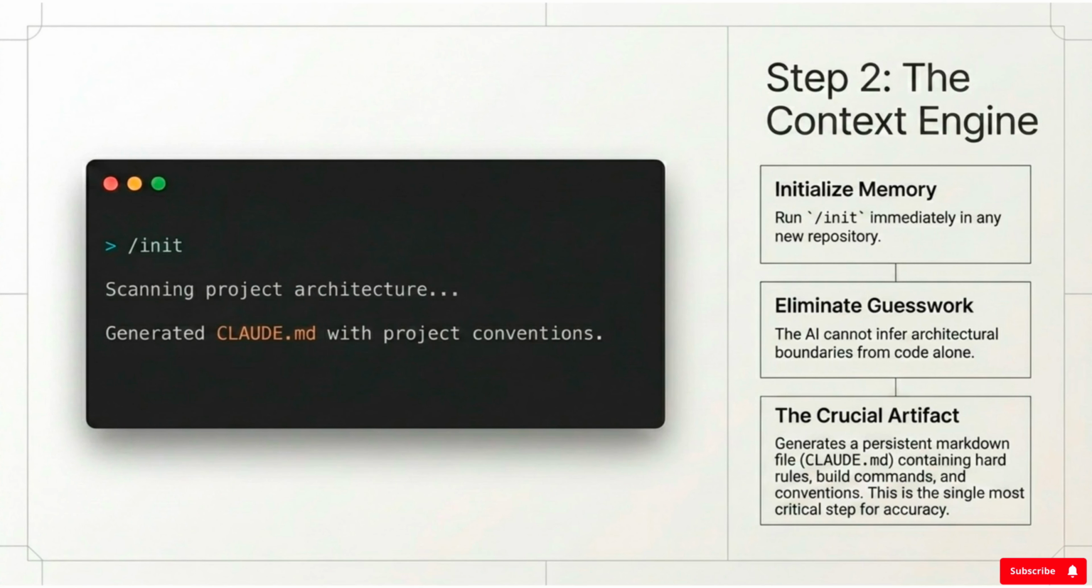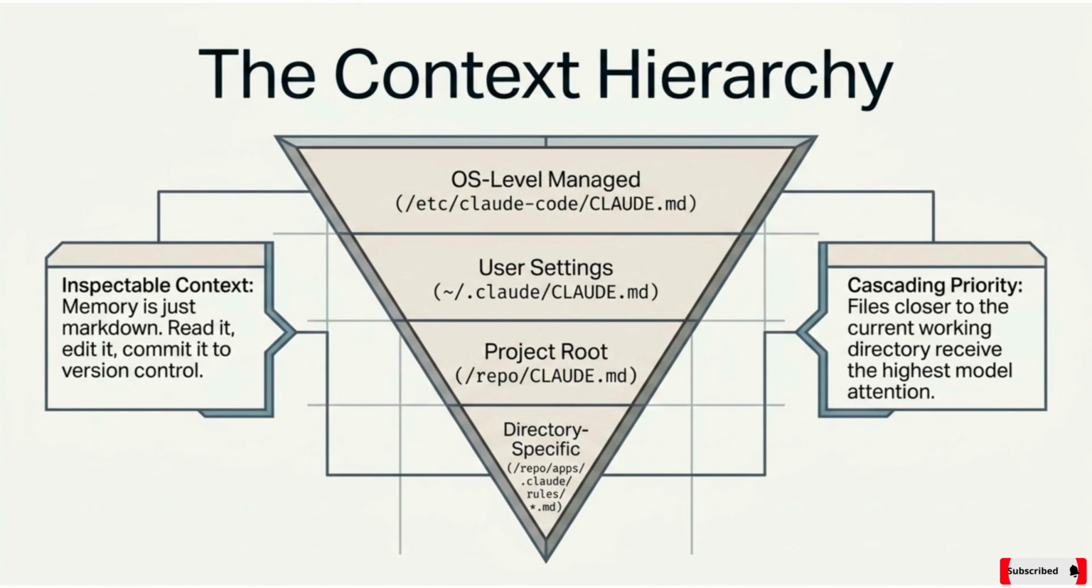Step 2 is the context engine. Run /init in a new repository to generate a persistent claude.md file. This crucial artifact defines hard rules, build commands, and conventions, eliminating guesswork for the AI. The context hierarchy dictates how Claude Code prioritizes information. It includes OS level, user settings, project root, and directory-specific contexts. Files closer to the current working directory receive the highest attention.